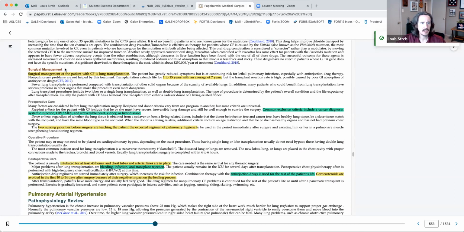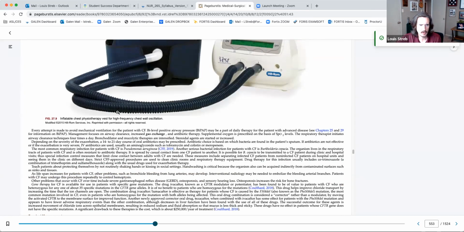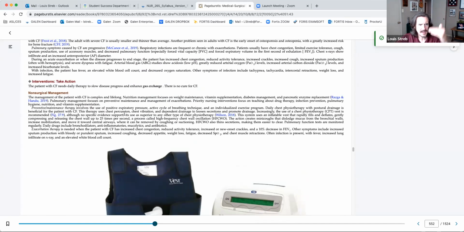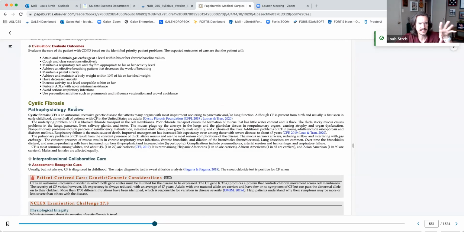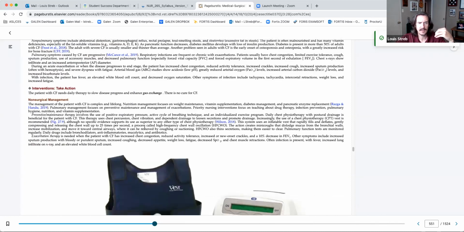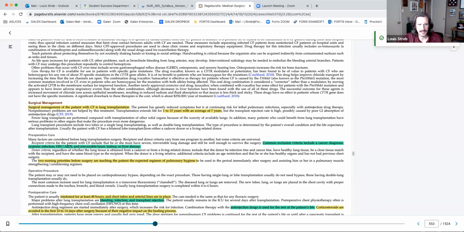All right, so we're talking about lungs. We're talking about surgical management of lung cancer, right? Or lung disease or lung something. Surgical management of a patient with, let's just say in this case, cystic fibrosis, is what they're talking about. I don't want you to get complicated. I don't want you to get stuck in the cystic fibrosis area. We're not talking about that. We're just talking about lung transplant in general.